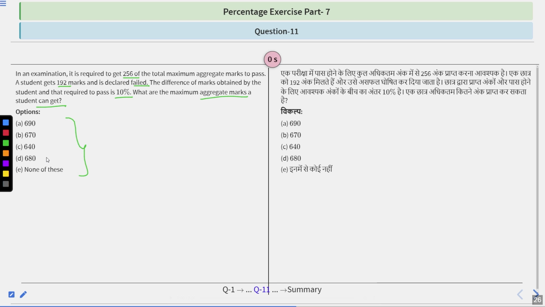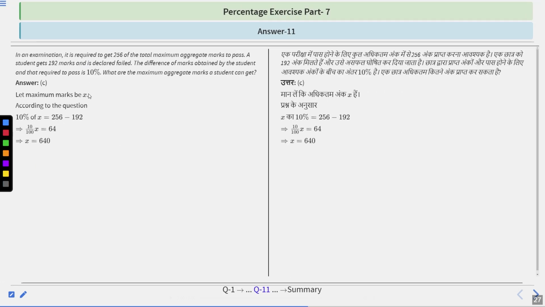Now time's up. Let's see the solution. Let the maximum mark be X. According to the question, 10% of X should be 256 minus 192. It is given that the student needs 256 marks to pass the exam, but the student got 192 marks and failed, and it is given that he failed by 10%. So 10% of X is equal to 64. So what will be the 100%? X will be 640. So C is the correct answer. Next question.